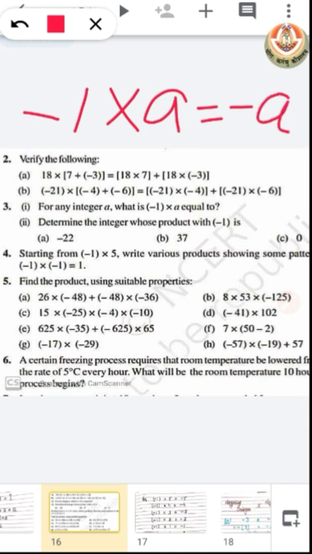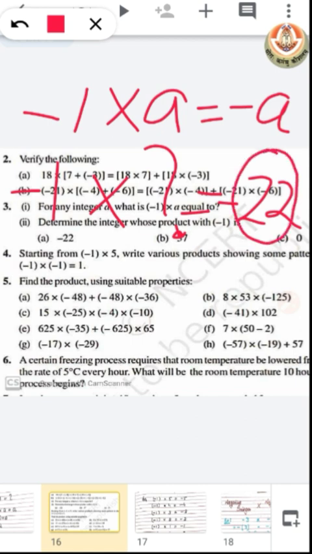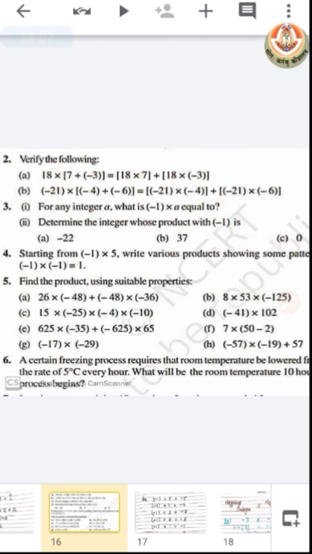Let's put a value for part A. We have minus 1. We don't know the value of a, but we know the answer, which is 22. That means we can calculate that 22 is the answer for part A. Okay. Now for part B, 37.